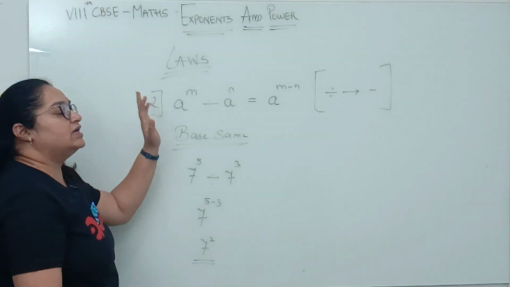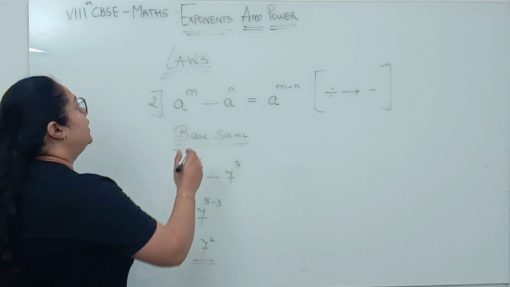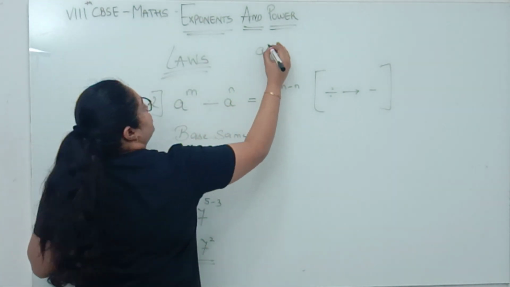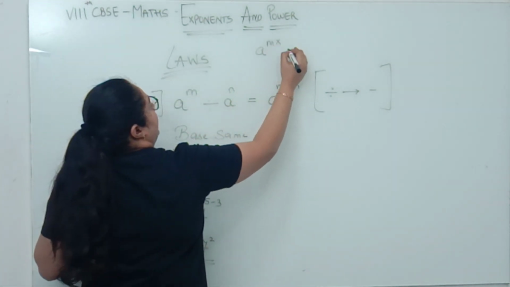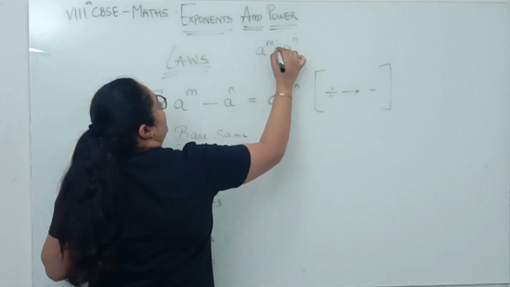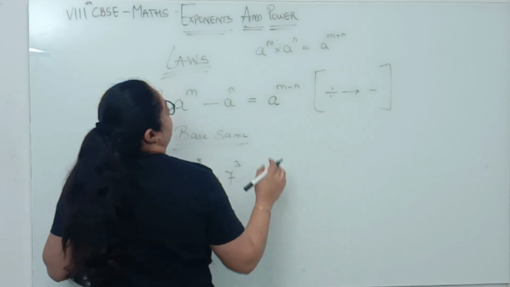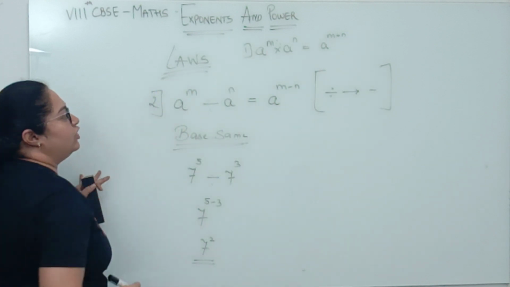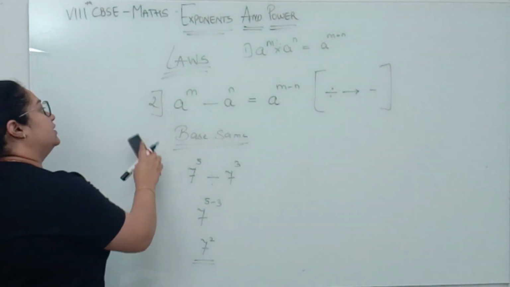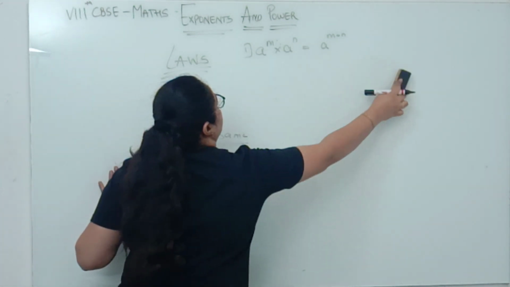Did you understand the first law? The first law said that a raised to m multiplied by a raised to n, what will be your answer? a raised to m plus n. The first law, the second law. Now let us go with the third law. Let us see what the third law says.